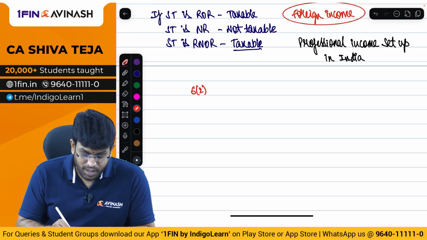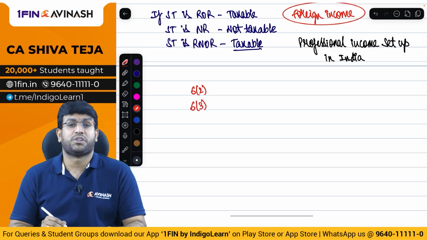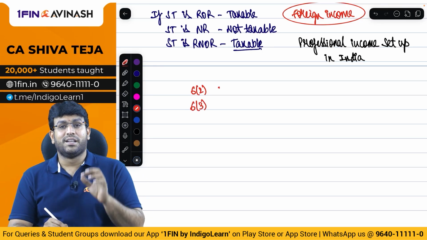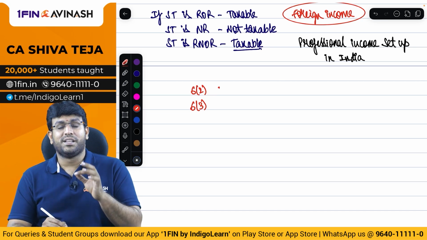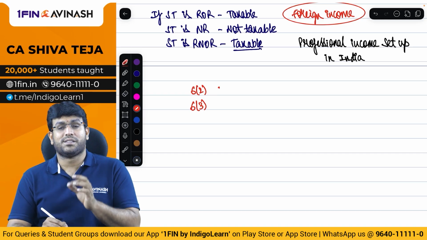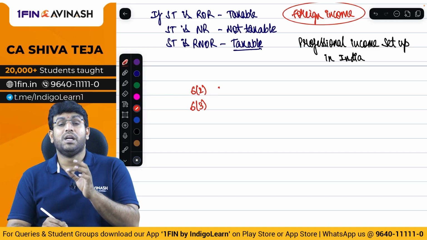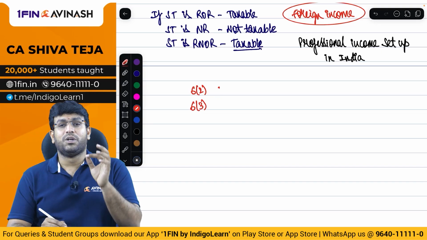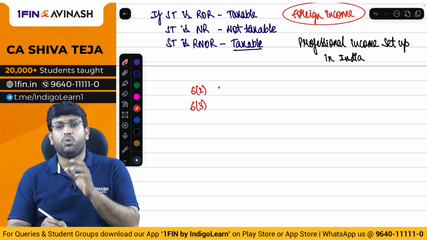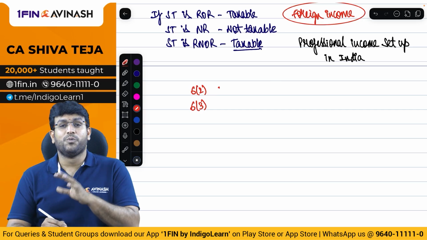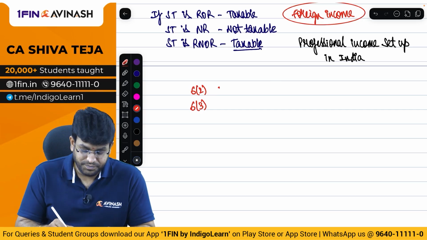Then 6.3 talks about two special cases, that is Indian citizen leaving India for the purpose of employment outside India, and Indian citizen leaving India as a member of crew of an Indian ship. In these two cases, we don't apply the provisions of second basic condition. We'll apply only first basic condition. That is, he must be in India for a period of 182 days or more during the previous year to be regarded as a resident.